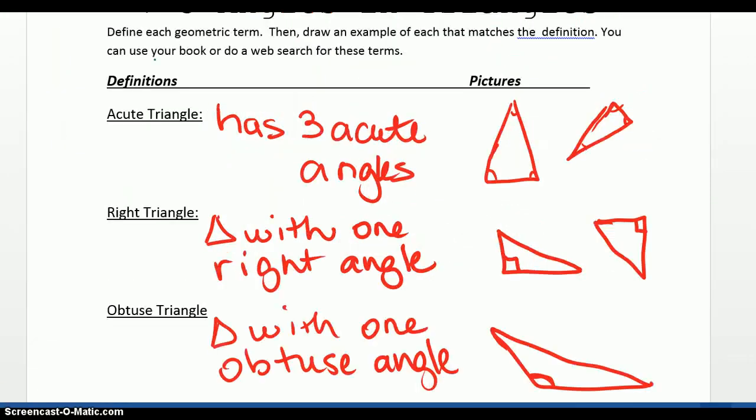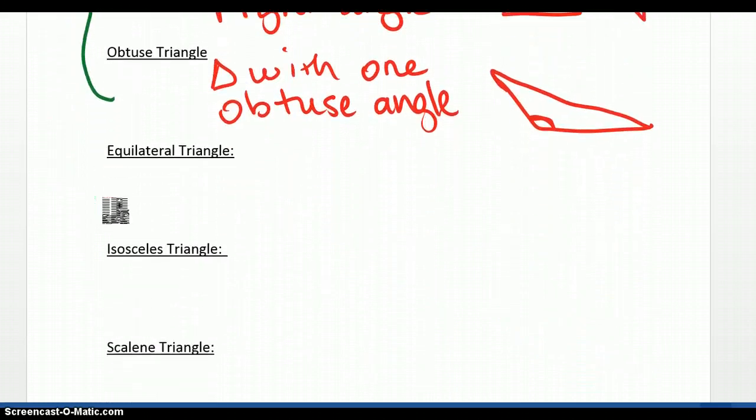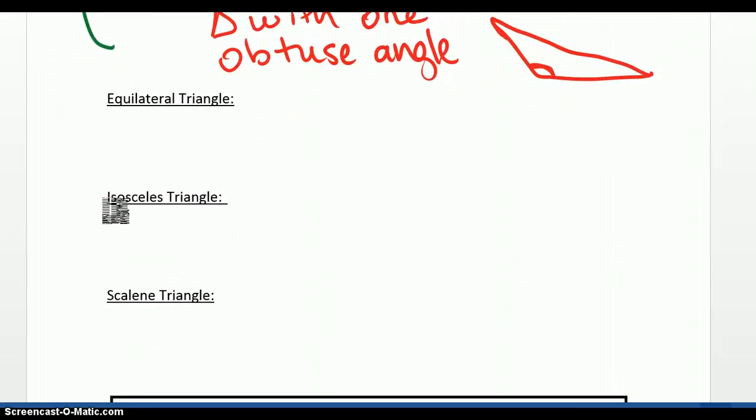Okay, so looking at what we've done so far, we've talked about an acute triangle, a right triangle, and an obtuse triangle. These all had to do with angle measure. And that's one way to classify triangles, is by their angle measure. Okay, so then moving down, if you look at the next three, equilateral, isosceles, and scalene, these three all have to do with the side length. So it's the length of the sides that we're going to be looking at.